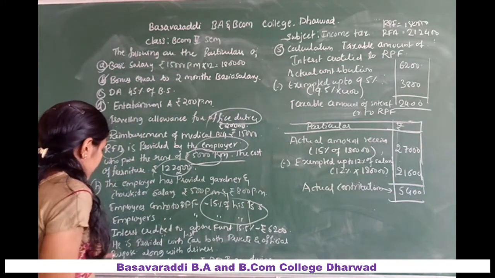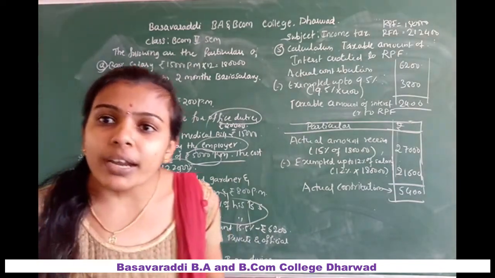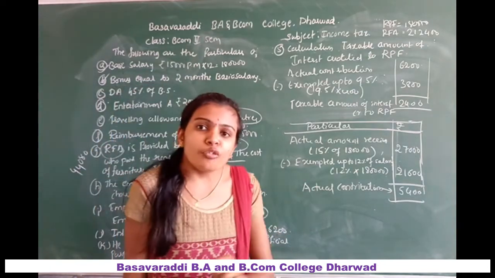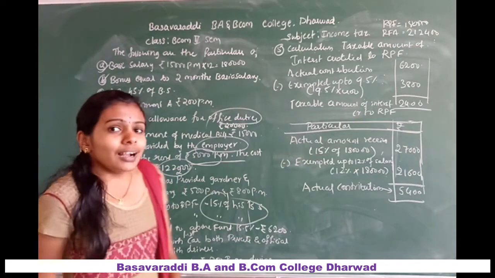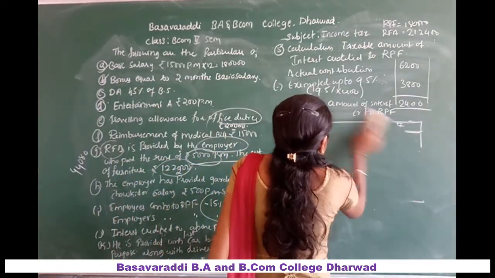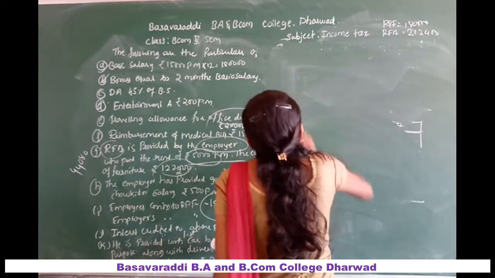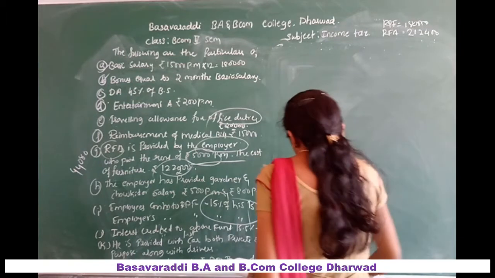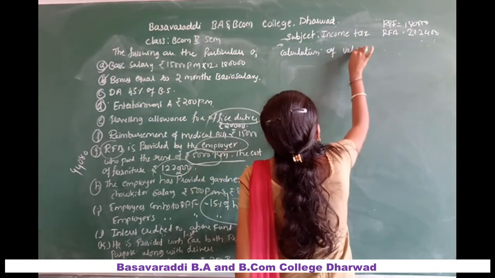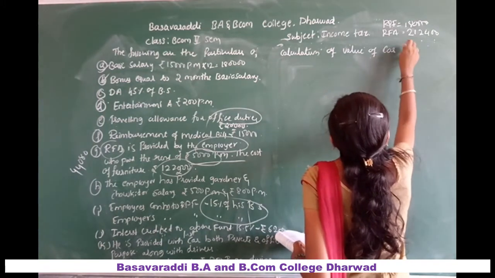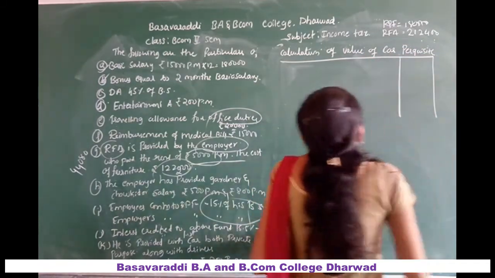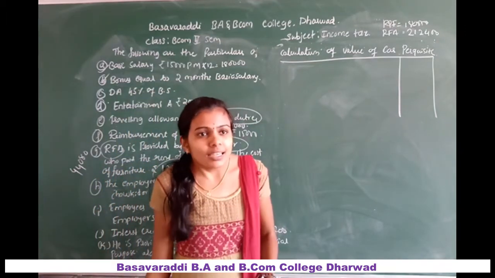Now the next working note, he is provided with a 1,400 cc car, with the provided car used for both private and official purpose, along with the driver's salary. Next working note, calculation of value of car purposes. Value of car purposes is taxable because he is a specified employee.